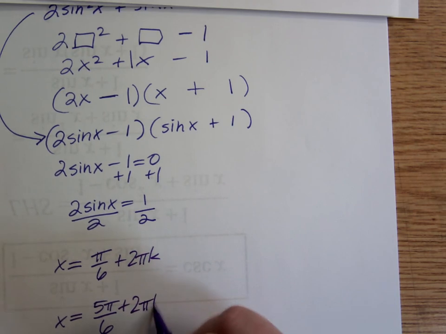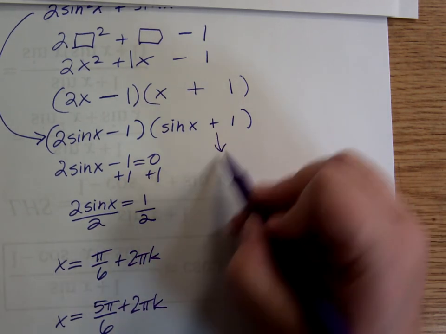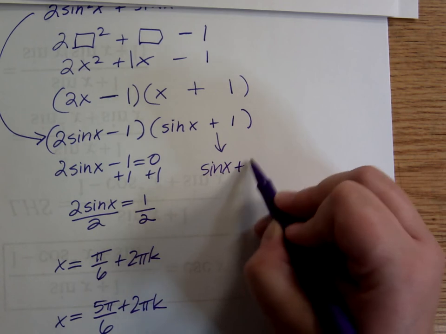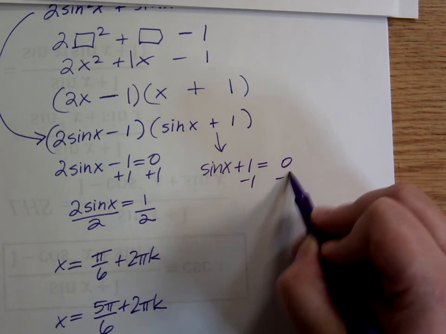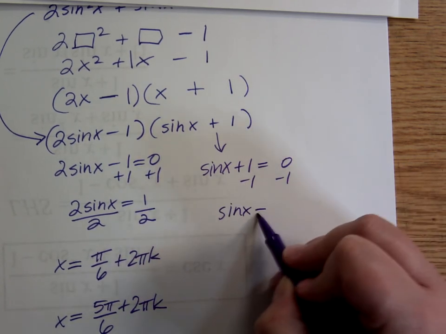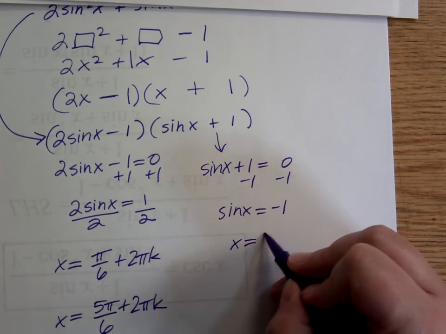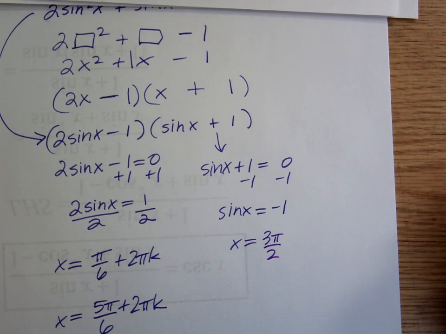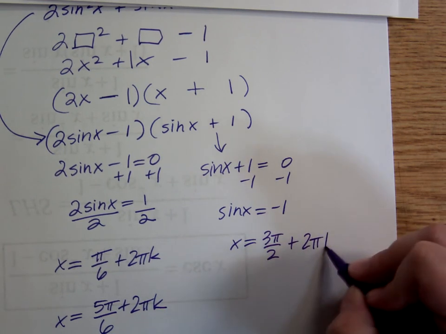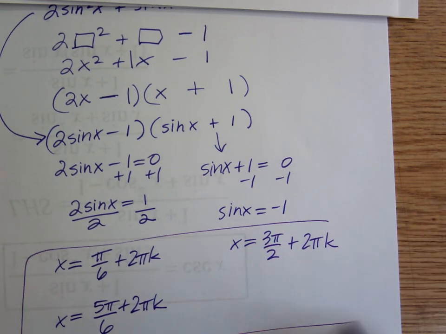Over here, for this factor, when I set it equal to 0, I get sine x equals negative 1. That happens at 3 pi over 2. And again, since it says all solutions, I have to include 2 pi k. And we're done. Hope you enjoyed it.